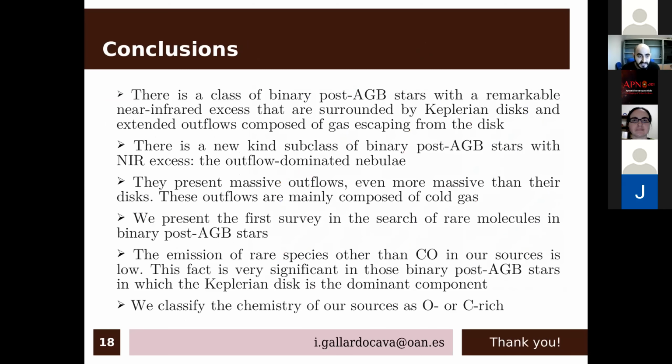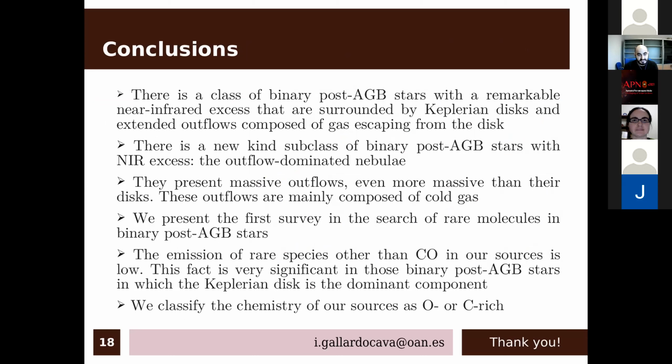And finally, I showed you the main conclusions of this work. So there is a class of binary post-AGB stars with near-infrared excess that are surrounded by a Keplerian disk and extended outflows composed of gas escaping from that disk wind. But there is a new subclass in which the outflow dominates the nebula. They present massive outflows, and they are mainly composed of cold gas.